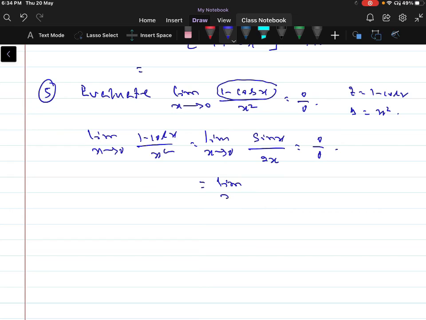Limit as x approaches 0, sin x differentiation gives cos x by 2x differentiation gives 2. So when x is equal to 0, that is 1 by 2. So 1 by 2 is the limit value of the function (1 minus cos x) by x square when x approaches 0.